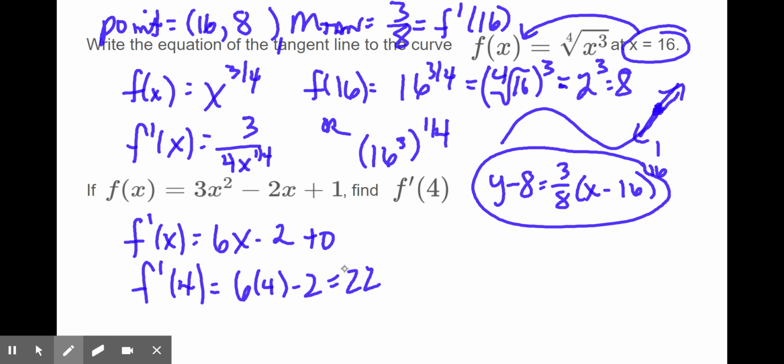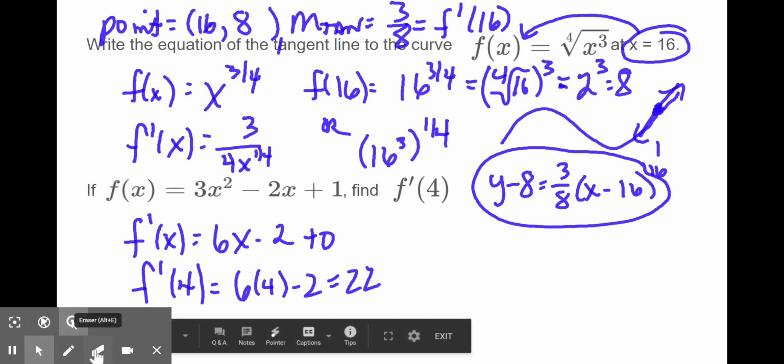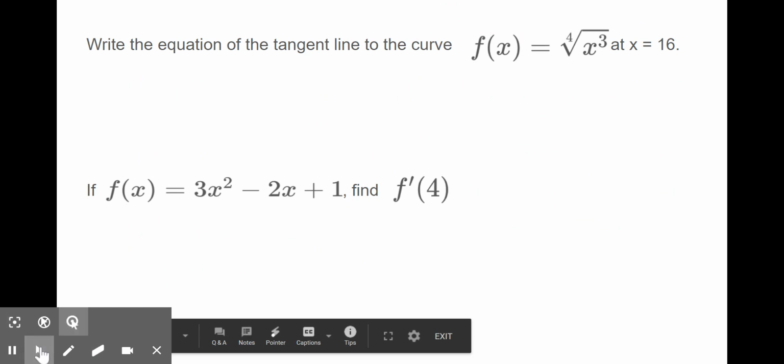Okay? All right, now I'm going to erase this page for real because I'm going on to the next page. Oh, I didn't erase it. Oh boy, I'm having trouble.